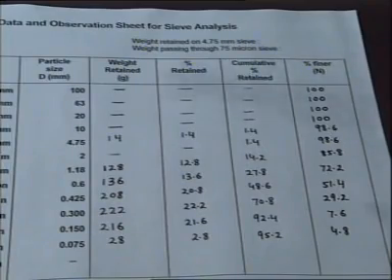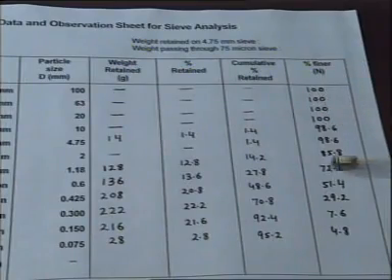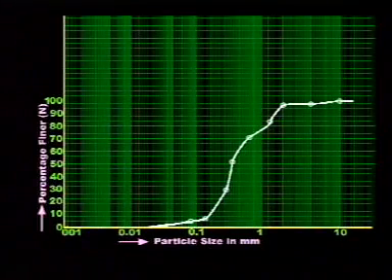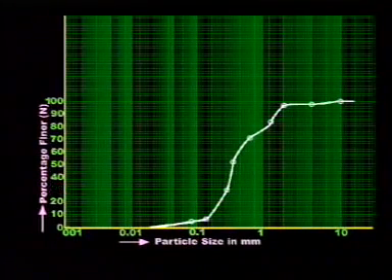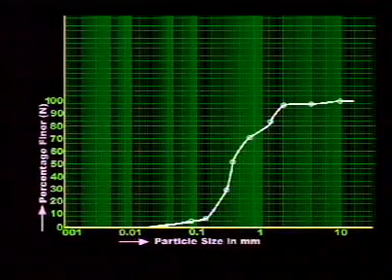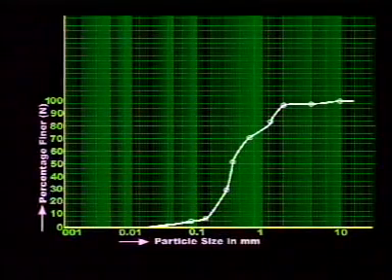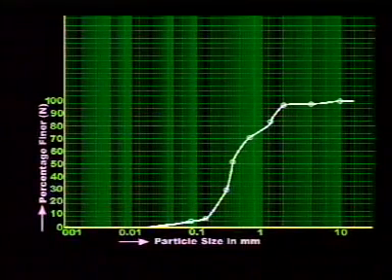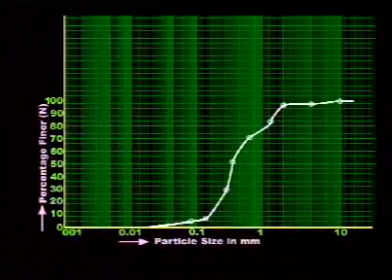Now draw a graph between particle size on the x-axis and percentage finer on the y-axis on a semi-log graph paper. Determine the values of D10, D30 and D60 from the plotted graph, where D10 is 10% finer than size, D30 is 30% finer than size, and D60 is 60% finer than size.